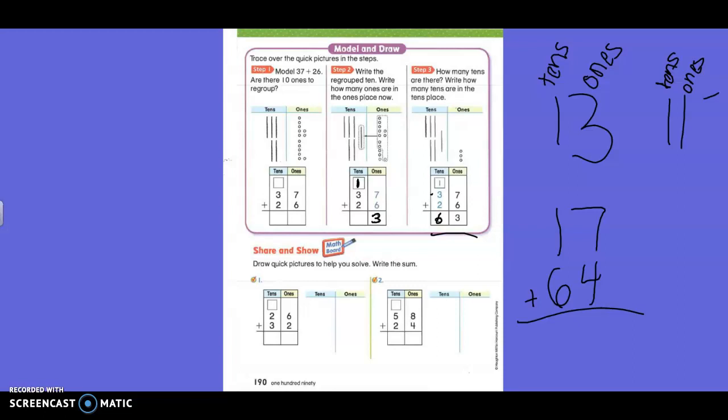So now you know that the first one goes down here in the ones. The second one goes up here on the other one. Here, let me change the color. Here's the first one, here's the second one on 11. So now you're adding 6 plus 1 plus 1. What is it? 6. One more is 7. One more is 8. So what's that answer? 81. Okay, you're going to get a partner and do the share and show.